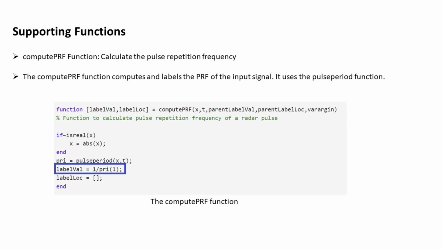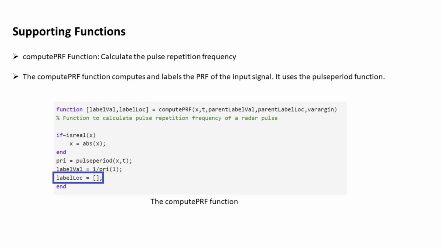labelVal = 1/PRI(1). This line calculates the pulse repetition frequency, PRF, by taking the reciprocal of the first pulse period, PRI(1). The PRF is essentially the frequency at which the radar pulses are transmitted. It's computed as the inverse of the pulse period because frequency is the inverse of time. The calculated PRF is stored in the output variable labelVal.